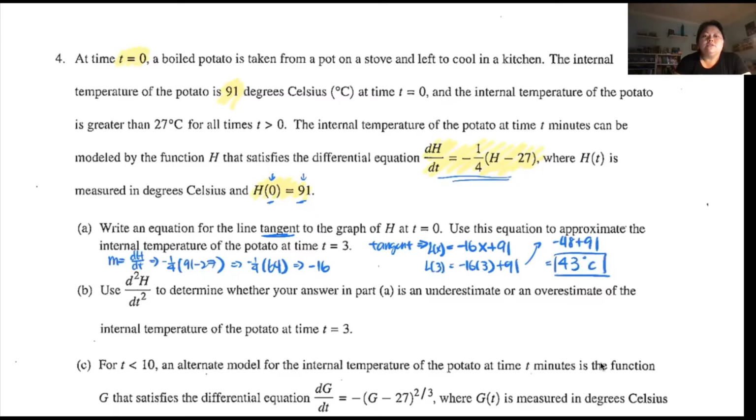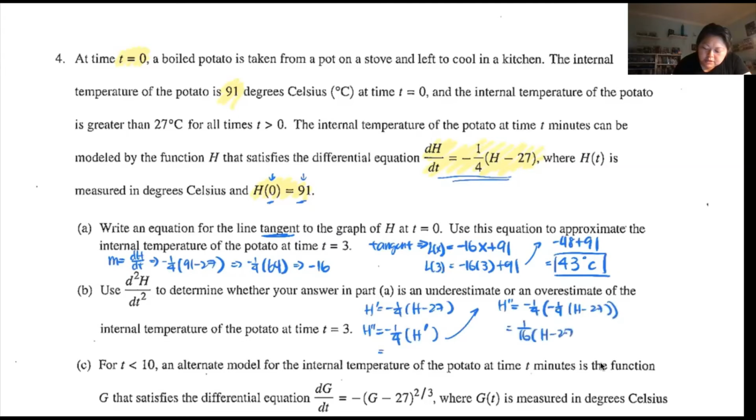Okay, so now it says use the second derivative to determine whether your answer in part A is an underestimate or an overestimate of the internal temperature of the potato at t equals 3. So let's take the second derivative. So dh/dt, so that's your h prime, is equal to negative 1/4 (h minus 27). So h double prime equals your coefficient, negative 1/4, times h prime, because that's the derivative of h. Minus 27 is a constant, it's gone. But then now you've got to plug the h prime back in. So this is really h double prime equals negative 1/4 times h prime, negative 1/4 (h minus 27). So this is really 1/16 (h minus 27).